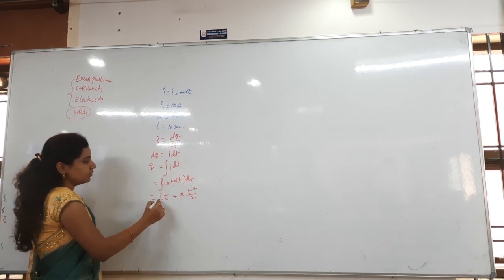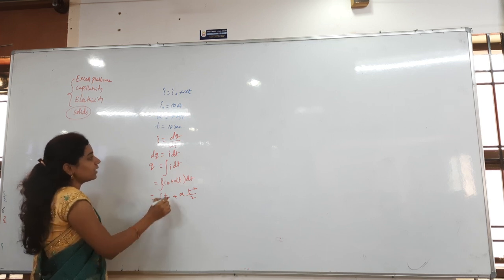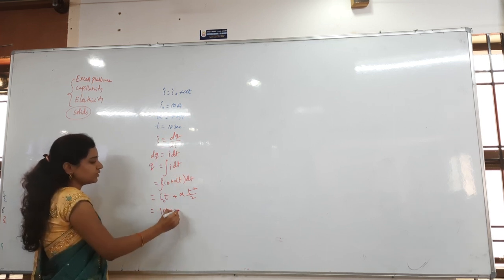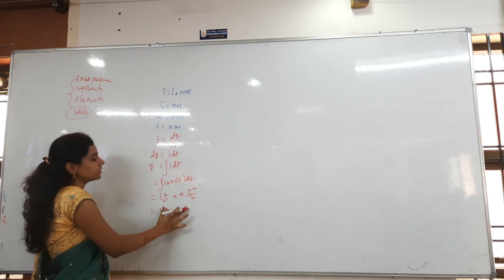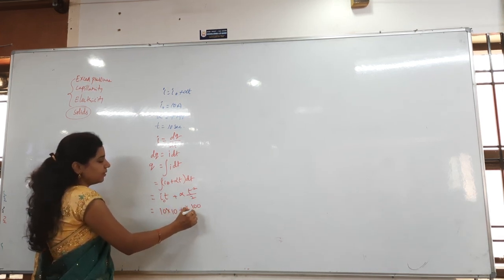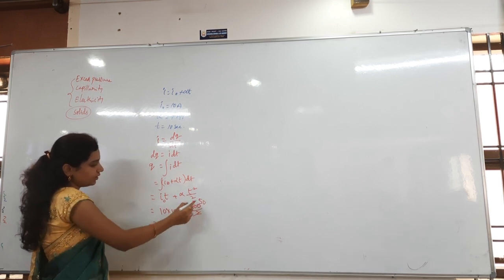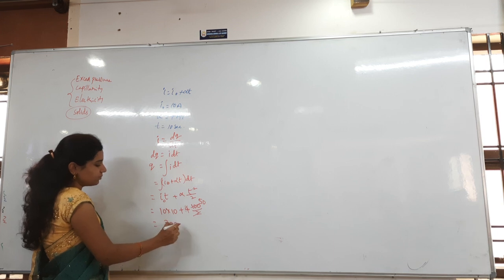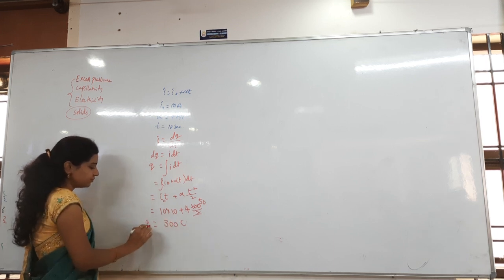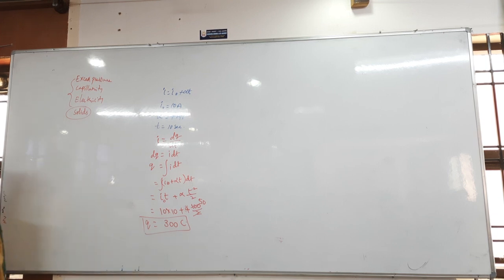Now you just substitute the values of I naught and all. I naught is 10, and time is 10 seconds, plus alpha, which is 4 ampere per second, and then t square is 100 by 2. Then this will be 50, and then this is 100, and then 200. Total answer is 300 coulombs. That's the answer. And why did you people get 500, 30, 40?